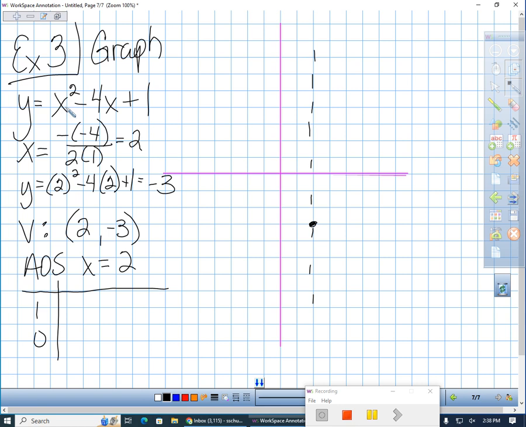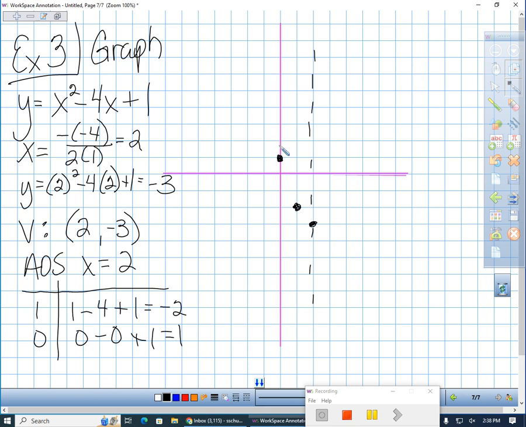So I'm going to plug 1 into this equation. 1 squared is 1. Minus 4 times 1 is negative 4, plus 1. I get negative 2. So I'm going to plot the point 1, negative 2. So I go 1 and down 2. Next, I'm going to plug in 0. I get 0 minus 0 plus 1 is 1. So at 0, I'm going to go up to 1.